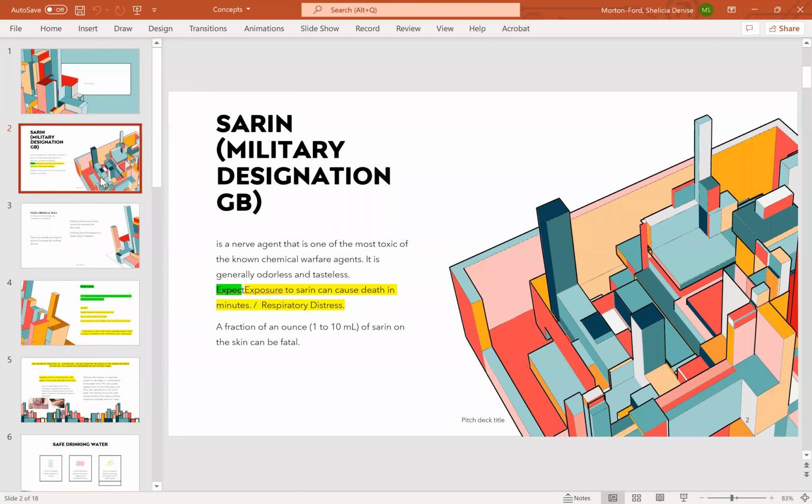Okay, so we do know that we do have to consider bioterrorism and chemical warfare. Sarin is a nerve agent and it's toxic. It's odorless and tasteless. So if someone suspects that sarin is being used or someone has been exposed to it, then we can almost definitely know that respiratory distress is a symptom that they are going to experience, and more than likely death will occur pretty quickly.